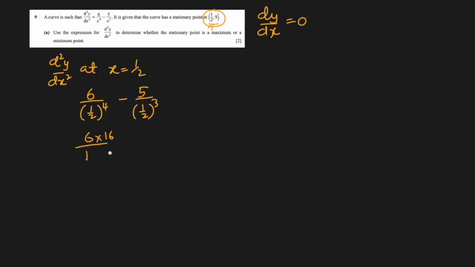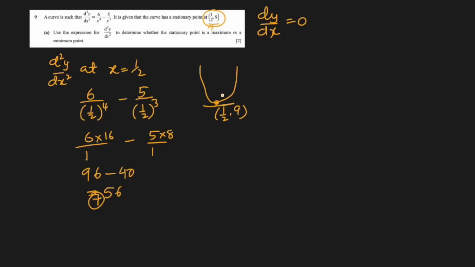The denominator of a denominator is the numerator. That's what we did in the previous question also. 5, okay, 1 over 8 is the cube, so 1 over 8, 96 minus 40, which is 56. The value is not important. This is important, that it is positive. Positive means the graph at that particular point, x equal to 1 over 2, is opening up, concave up. That means it's a minimum.